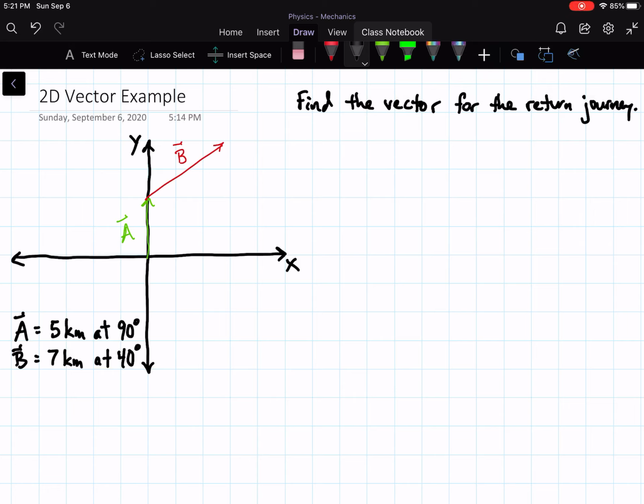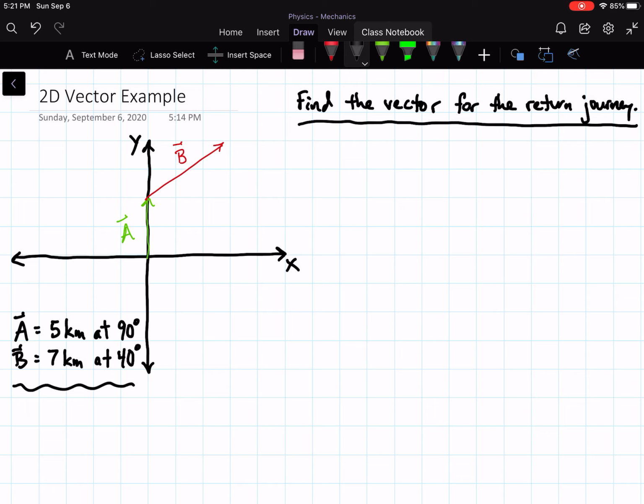Alright, here's an example of how 2D vectors can work. And the problem is, find the vector for the return journey. What we're given are two vectors, which I've sketched here, already sort of in head-to-tail mode, where A, say, we've hiked 5 kilometers at 90 degrees.